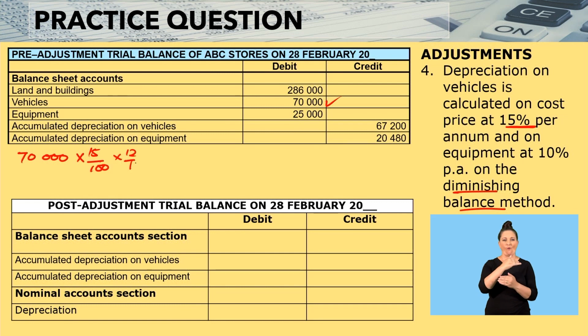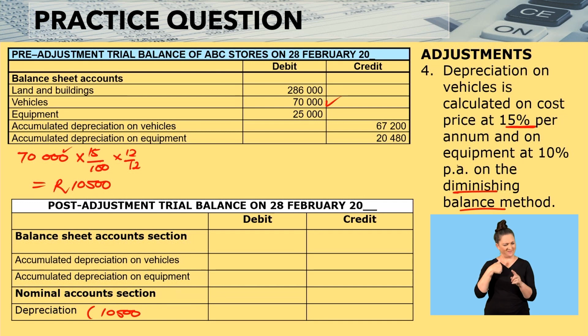So I'll say 70,000 multiplied by 15%, multiplied by 12 over 12 because we had it for the entire financial period. If you punch in your calculator, 70,000 multiplied by 15%, you get 10,500. This is for your vehicles. That means I can come now to my depreciation and I say I have 10,500. This is for the vehicles.